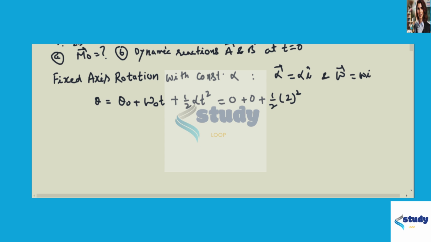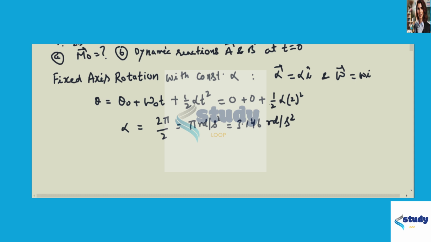So alpha you will get, just a moment, half alpha t squared, and this is one revolution, so alpha is equal to 2 pi upon 2, that is pi radian per second square, or you may write 3.1416 radian per second square.